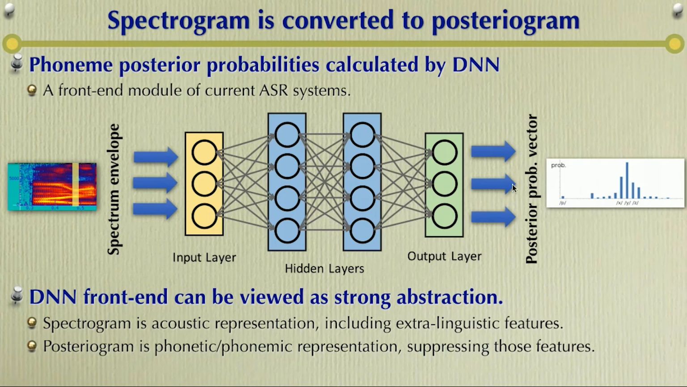What is a posteriogram? A spectrogram is an acoustic representation including extra-linguistic features. Extra-linguistic features are features of speakers, like gender and age. Non-linguistic features. But the posteriogram, in terms of phonemes, is a purely phonetic or phonemic representation, suppressing those features. So we converted the speech, the shadowing speech, into a sequence of posteriogram vectors.